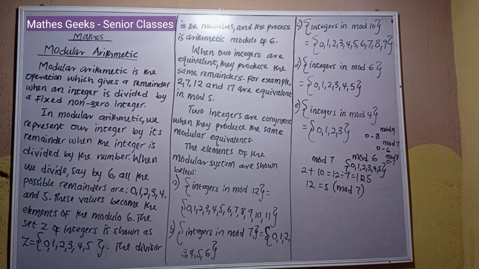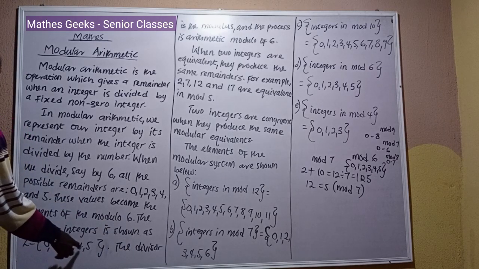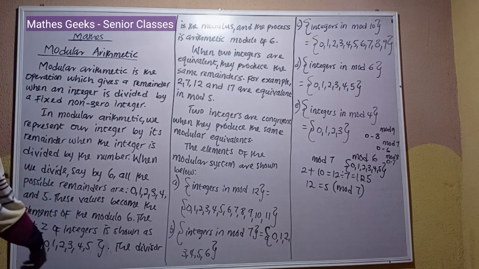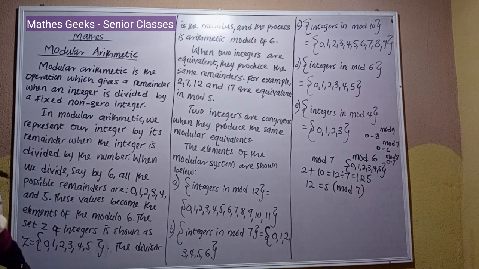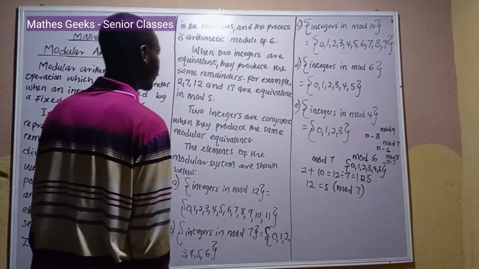So these values become the elements of modulo 6. The set Z is 0, 1, 2, 3, 4, 5, which are the remainders when a value is divided by 6. The divisor is the modulus, and the process is arithmetic modulo 6.